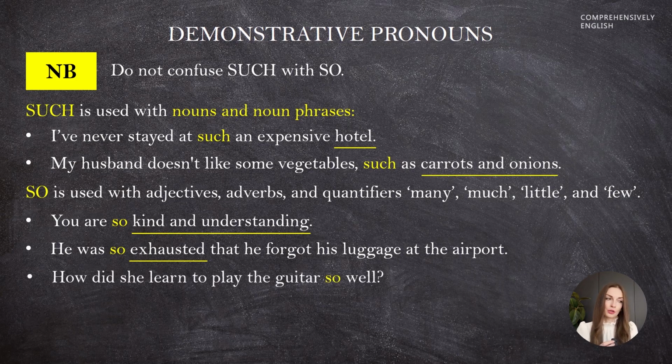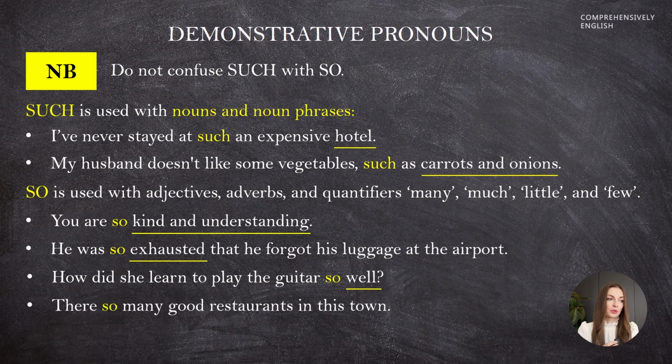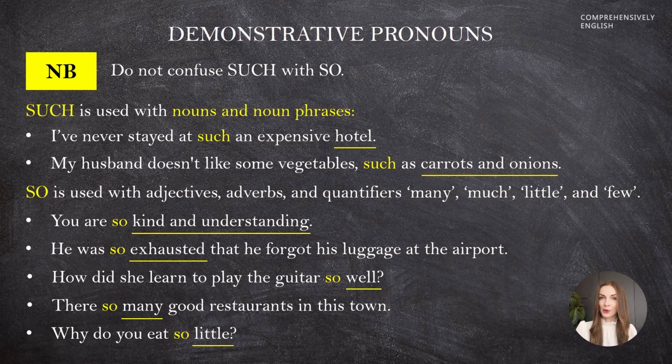How did she learn to play the guitar so well? Well is an adverb. There are so many good restaurants in this town. Many is a quantifier. And, why do you eat so little? Another quantifier, little. So this is what you want to remember. Such is used before nouns. So is used before adjectives, adverbs, quantifiers, things like that.